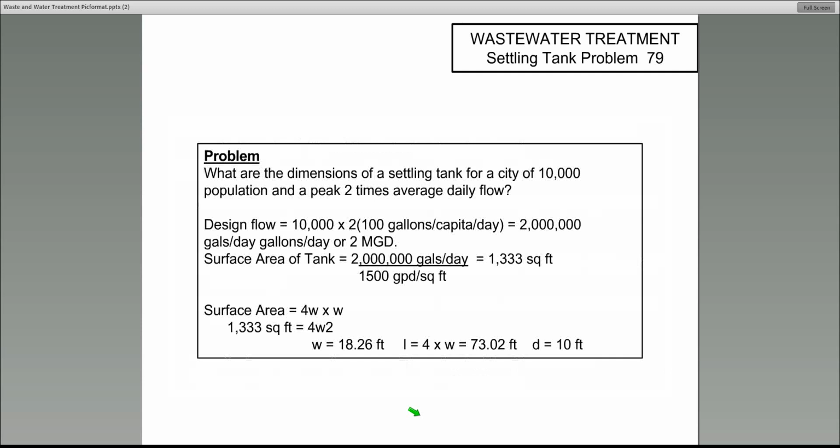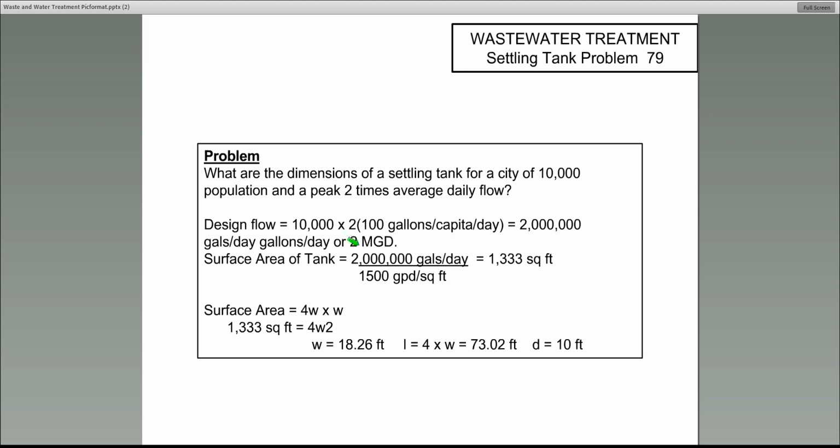And what are the dimensions of a settling tank for a city of 10,000 population and a peak 2 times the average flow? Okay, here they're only giving you the population, and they give you the peak, and some people say, well, how do I work that? Well, you take the design flow, 10,000, times the peak flow, times 100 gallons per capita per day, and that gives you 2 million. So if they don't give you the peak flow, you always have to go back to the chart. In this case, they give you the 2, but you'd have to go back to that chart for 10,000, pull off the peak flow.